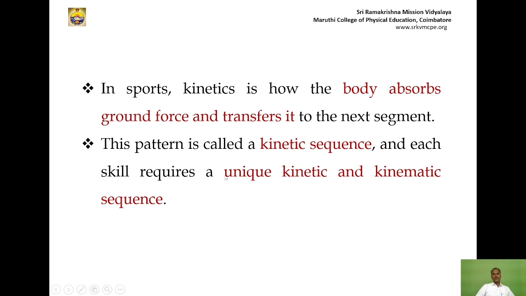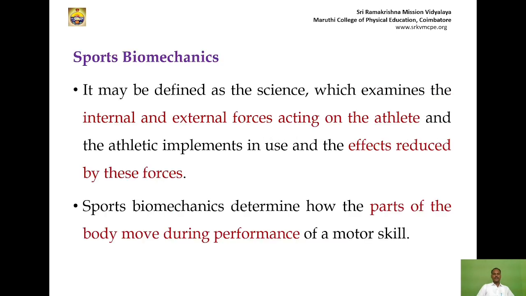So both are important, kinetic as well as kinematic. In kinetics we are discussing force and motion, and in kinematics we are discussing the geometric measurements we are taking here. So that is called kinetics and kinematics.